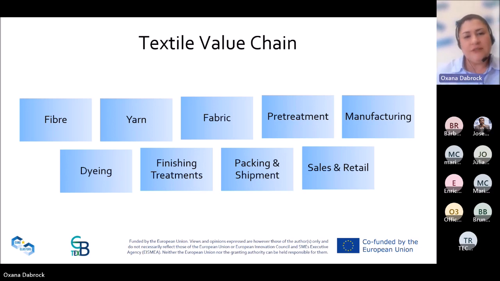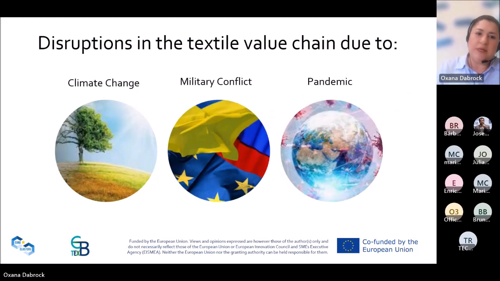Our textile value chain, as is well known in the industry, starts with the fiber, yarn, fabric production, pre-treatment of textiles, manufacturing, depending also on the product, dyeing, finishing, treatments, packaging, logistics, shipment, sales and retail. And this textile resilience strategy is meant to focus on the textile value chain.